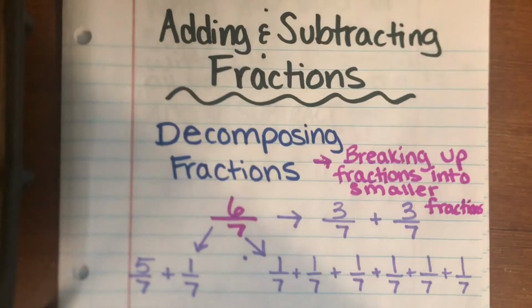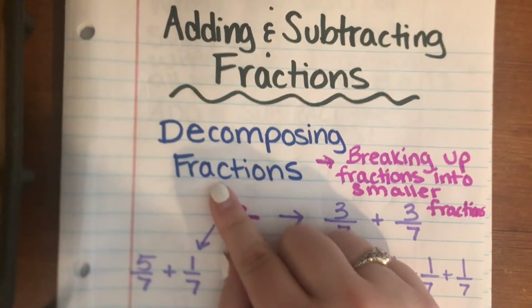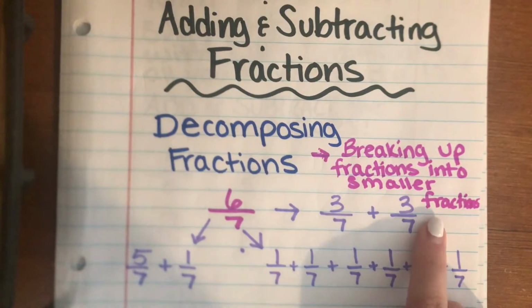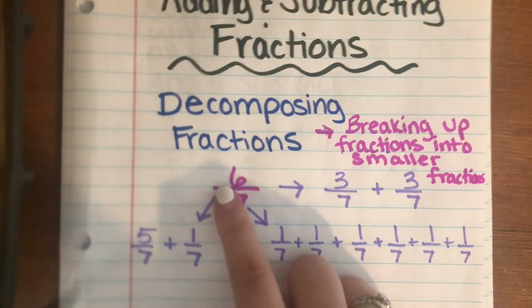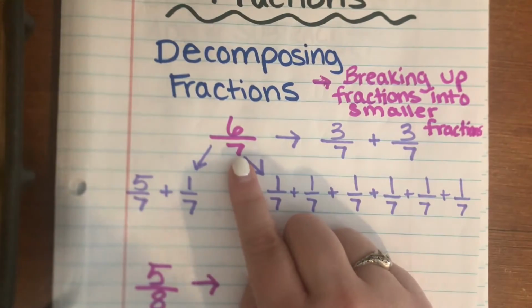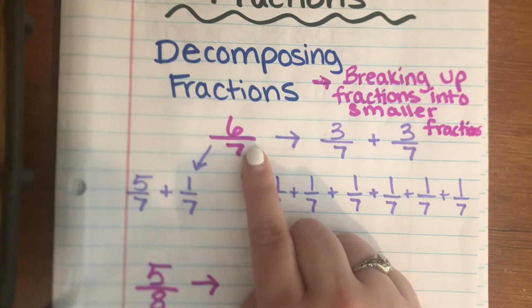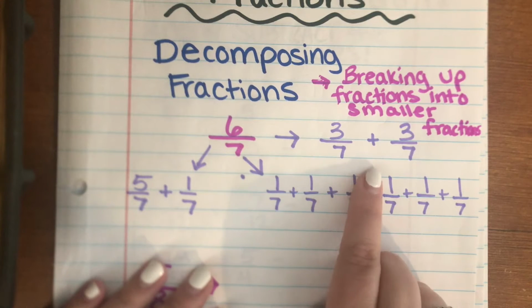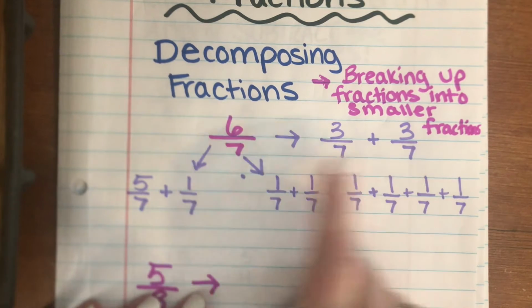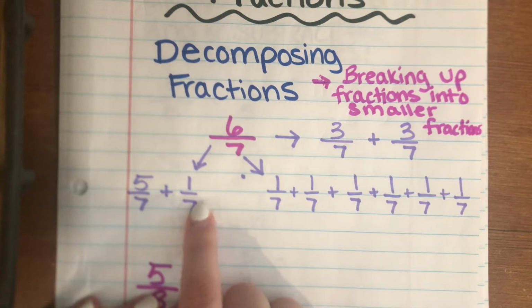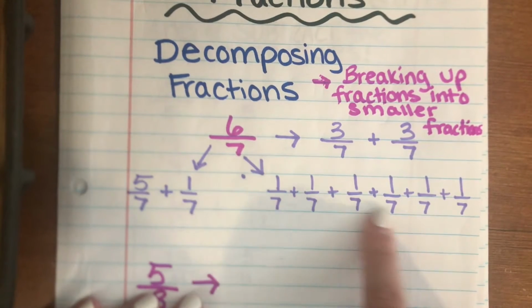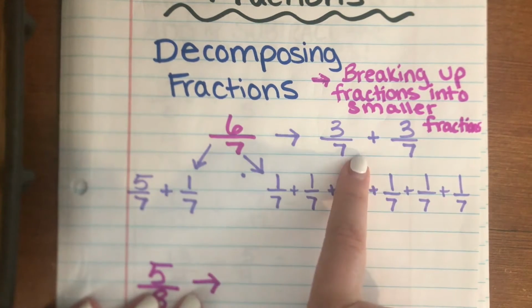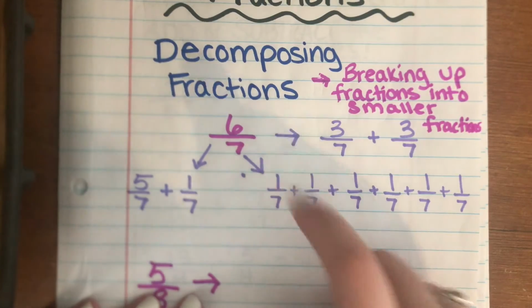So first thing I want to talk about is decomposing fractions. This is a big word, but it just means breaking up fractions into smaller fractions. If you get a fraction and it says to decompose it, there are lots of different ways that could be done. For example, we have 6/7. That could be decomposed into 3/7 plus 3/7, or 5/7 and 1/7 would make 6/7, or 6 groups of 1/7 would equal 6/7. Those are all three different ways to decompose a fraction.